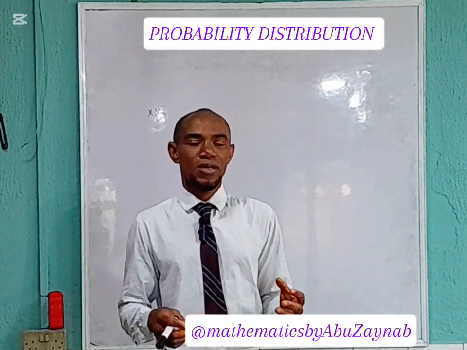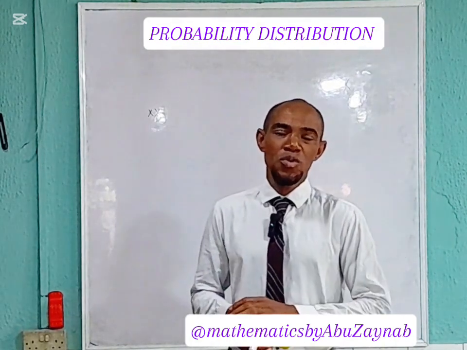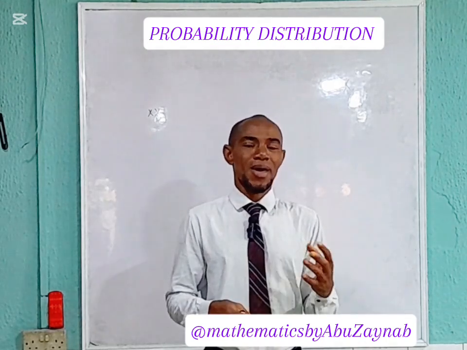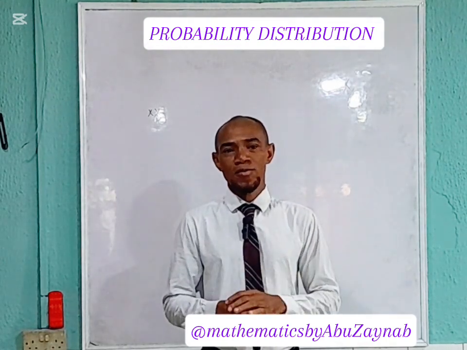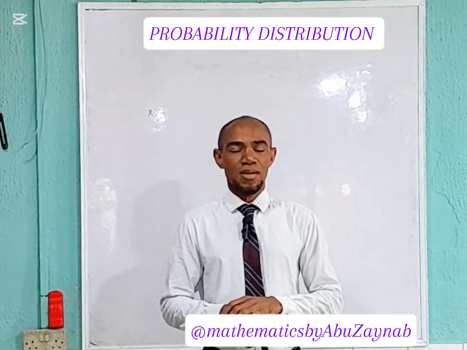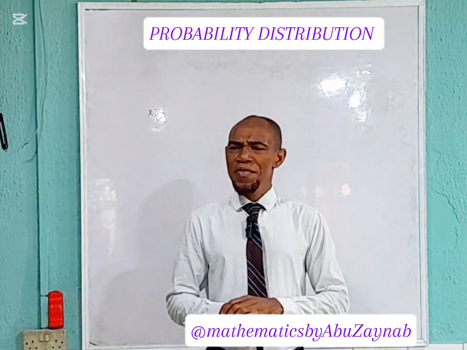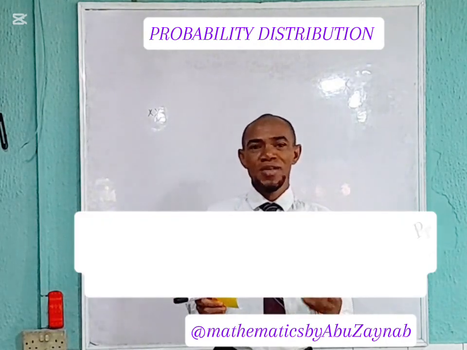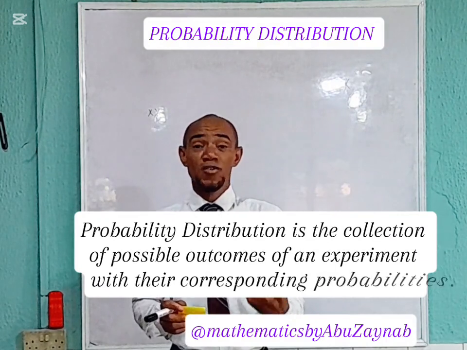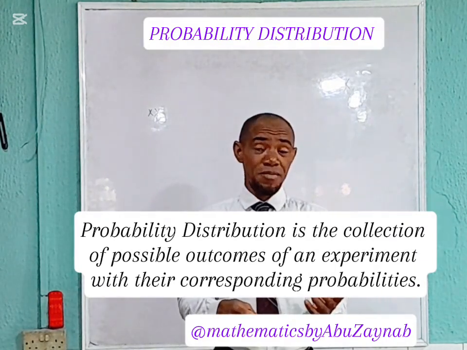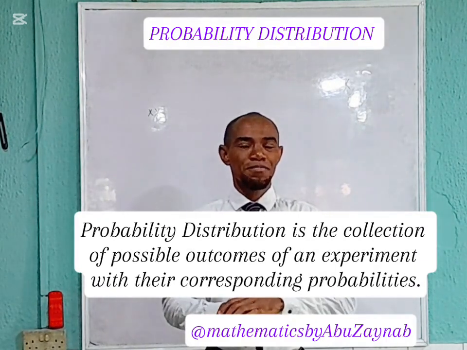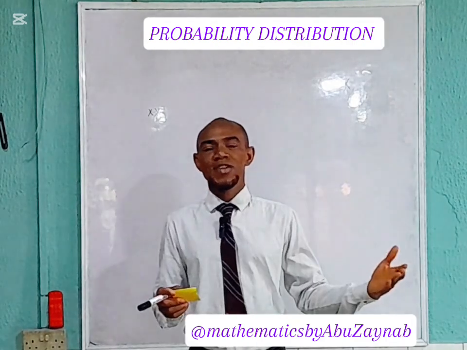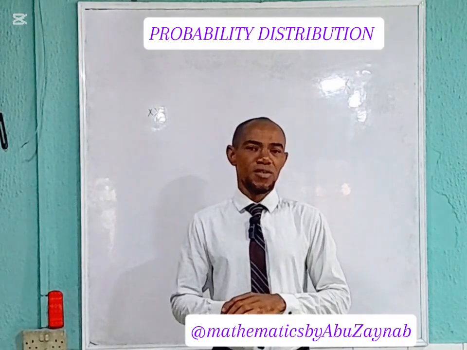To better understand what probability distribution is, we need to understand the concept of random variables. Random variables are the assigning of values to experimental outcomes. So what then is probability distribution? Simply put, probability distribution is a collection of all possible outcomes of an experiment along with their corresponding probabilities. So probability distribution can be likened to the frequency table you have in elementary statistics.